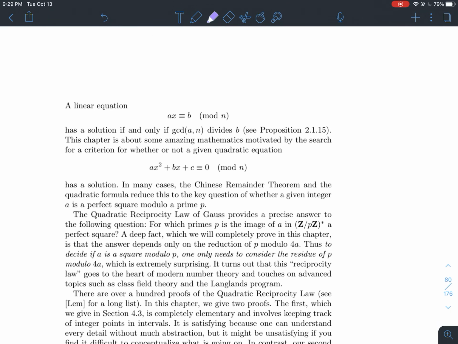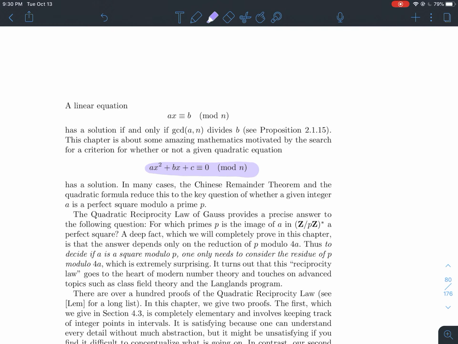To motivate what's going on, so far we spent some time on how to solve linear congruences, like ax is congruent to b modulo n. And we were able to characterize exactly when that has solutions. If you recall, such a linear congruence has a solution if and only if the GCD of a and n divides b. So whenever the greatest common divisor of a and n divides this b here, that's when you can expect to find a solution x.